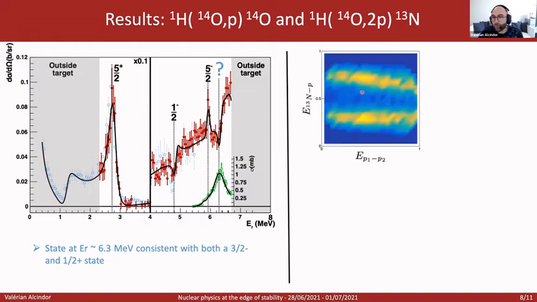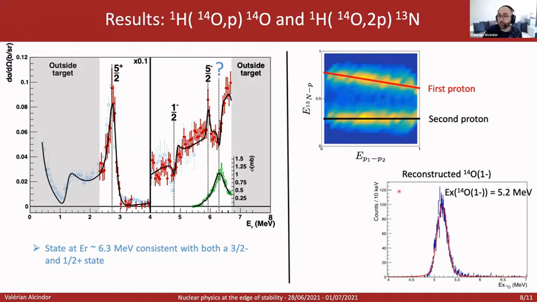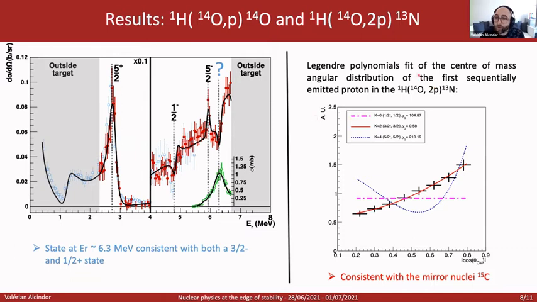And then if you look especially at this spectrum, you can know from this which is the second and which is the first proton. And by combining the measurement of the second proton with the measurement of the recoil of nitrogen-13, we were able to reconstruct the intermediate state of oxygen-14. And then we were able to derive the center of mass angular distribution of the first sequentially emitted proton, which you see here.